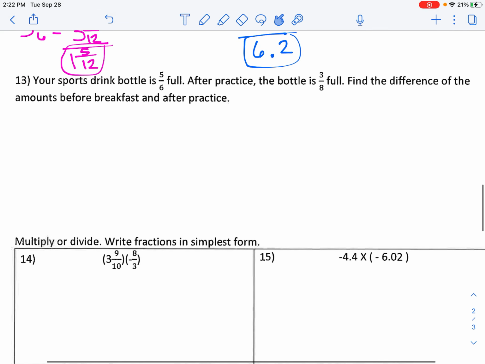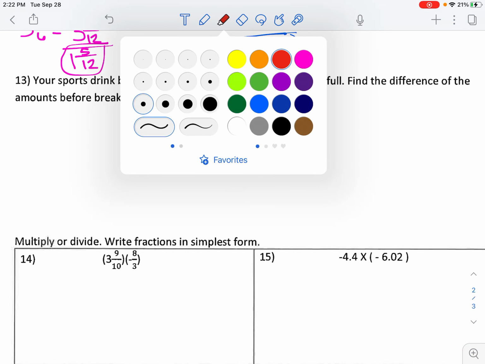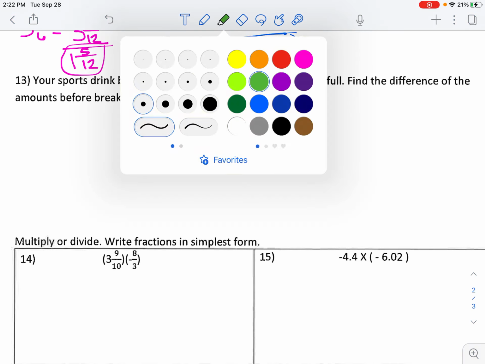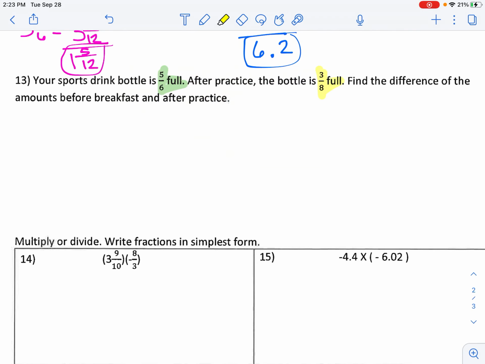Your sports drink bottle is 5/6 full. After practice, the bottle is 3/8 full. Find the difference of the amounts before practice and after practice. Okay, so find the difference is always subtraction. That's the first thing I'm thinking in my head. Anytime I see the words find the difference, that always means subtraction.